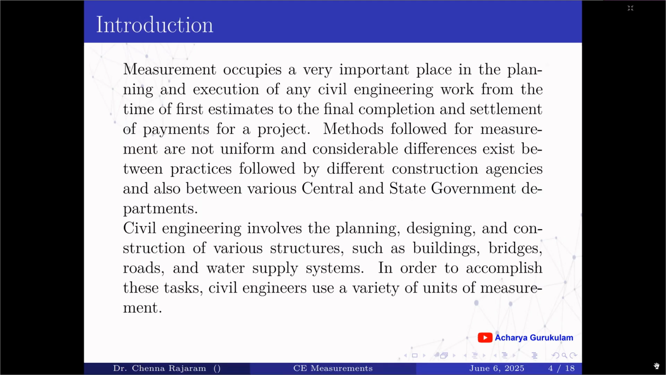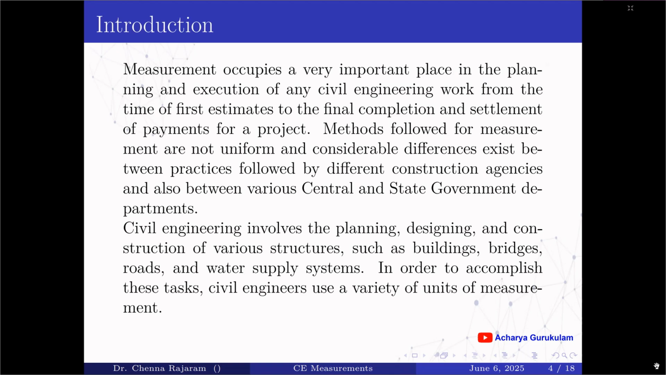Measurement occupies a very important place in the planning and execution of any civil engineering work, from the time of first estimates to the final completion of the settlement of payments for a project. Methods followed for measurement are not uniform, and considerable differences exist between practices followed by different construction agencies and also between various central and state government departments.